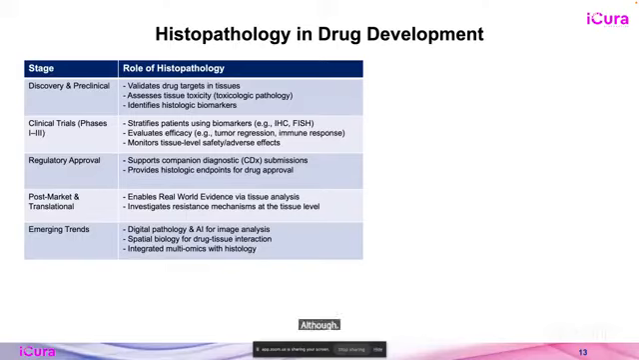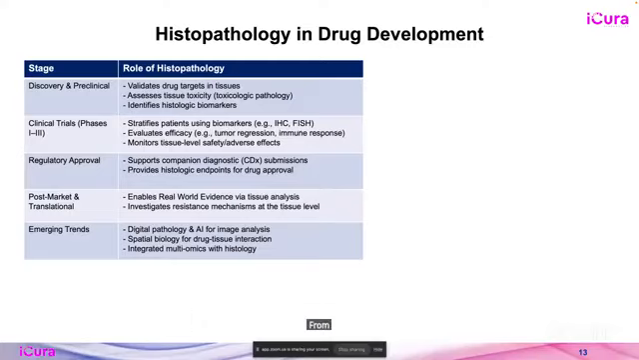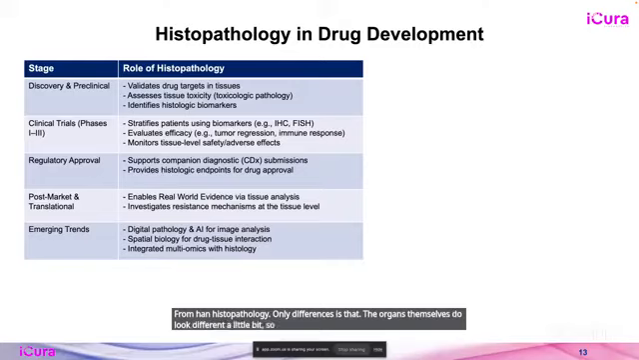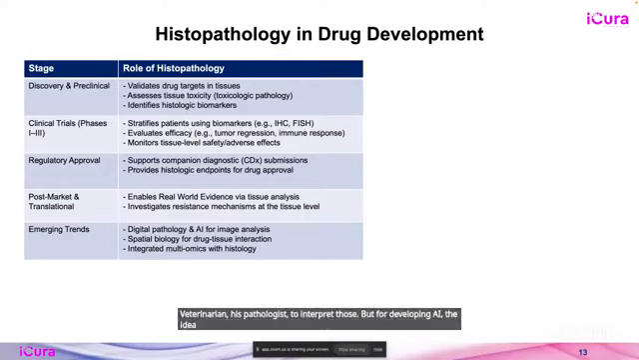Although preclinical histopathology is not the main topic today, as you can see, there's really not too much of a difference between animal histopathology and human histopathology. The only difference is that the organs and cells do look a little bit different, so you need specially trained veterinarian pathologists to interpret those. But for developing AI, the ideas and concepts are pretty much going to be the same.